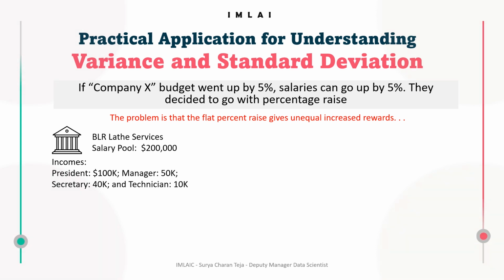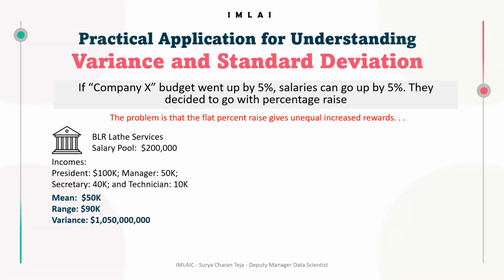Now let's do some statistics on this. Let's consider measures of inequality. The mean would be 2 lakh divided by 4, which is 50K dollars. Then the range: lowest is 10K, highest is 100K, so 100K minus 10K gives 90K dollars as the range. Then the variance.